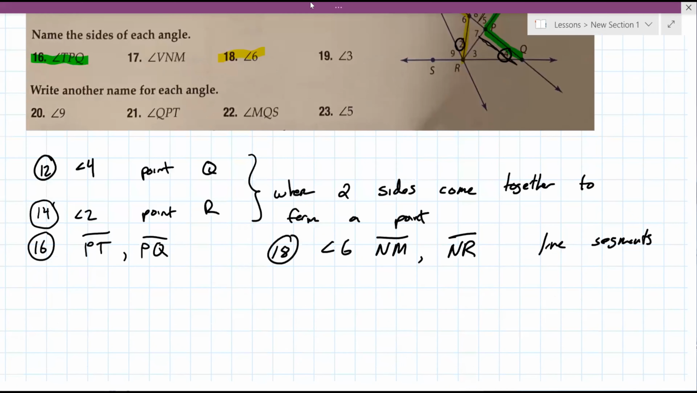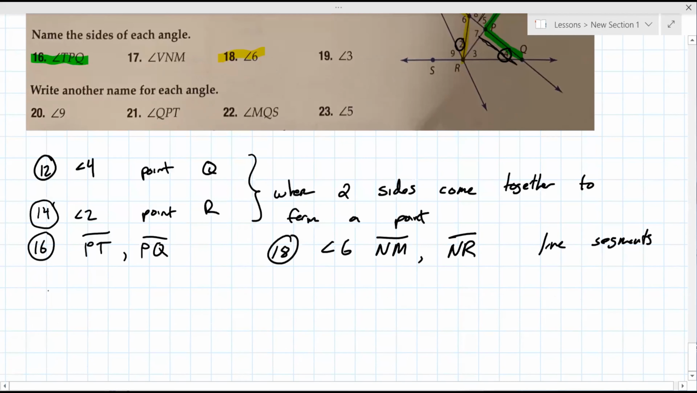All right, let's look at 20. Okay, so angle 9 says write another name for angle 9. When I'm looking at 9, it's sort of down here in the lower left. I'm going to give you all the options for that so you can see them. Angle S to R to M is an option. It's also an option to say M to R to S. Those are the only two options.